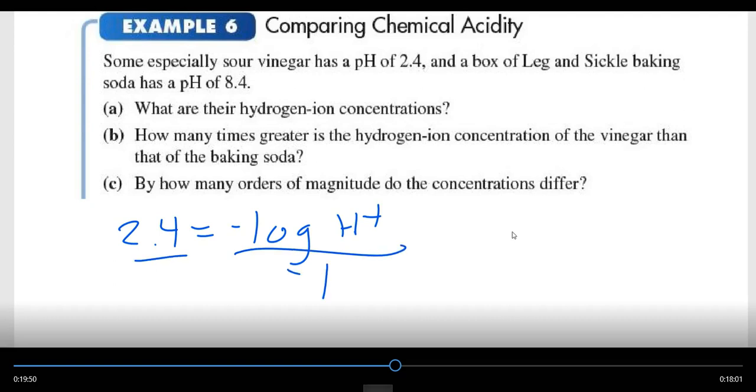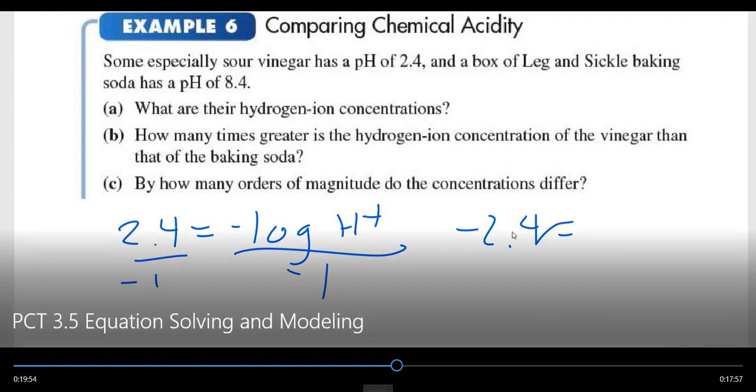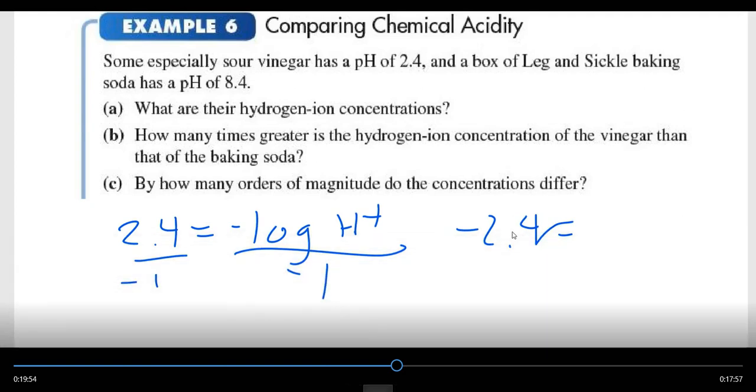So I have to divide by -1 on both sides. So now I have negative 2.4 equals. Now, why am I doing that? I'm isolating the log function, getting it to be a single logarithm so that I can change it to its exponential form. That's what I'm trying to do here.